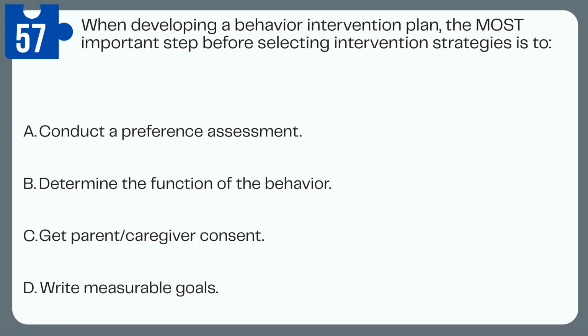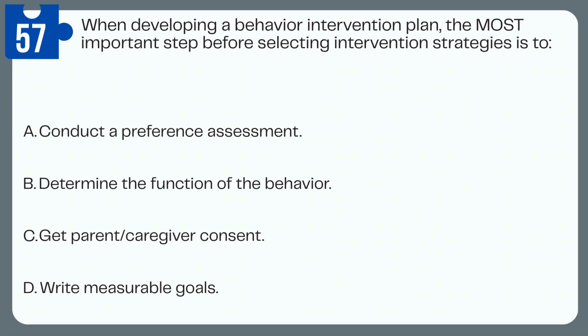Question 57. When developing a behavior intervention plan, the most important step before selecting intervention strategies is to A. Conduct a preference assessment. B. Determine the function of the behavior. C. Get parent/caregiver consent. D. Write measurable goals.